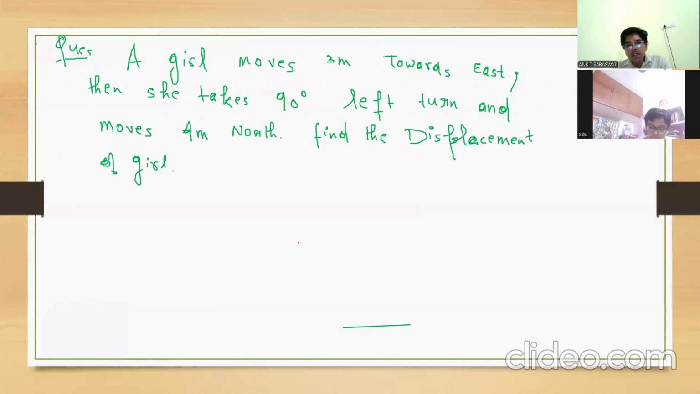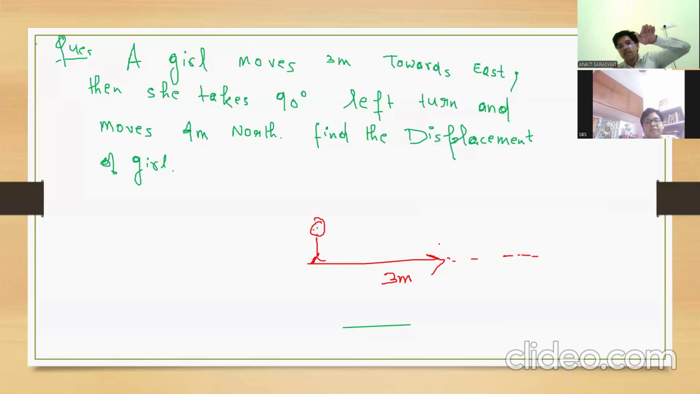A girl is moving 3 meters towards east, like this. Then she takes a 90 degree turn. 90 degree means like this, left turn. She is taking a left turn like this. Sir, vectors, how should I add them, sir? 4 meter towards north and 3 meters towards east. 4 meter towards north like this, not direction east. Clear?